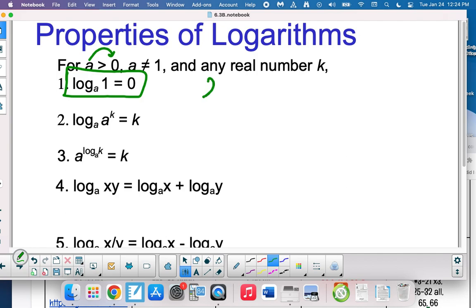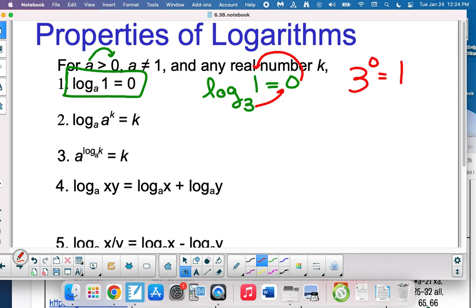Well, here's what I recommend you do on every one of these: put numbers in instead of letters. They're saying the log of 1, base any number. Give me a number. 3. I heard 3. It has to equal what number? 0. Is this true? 3 to the 0 equals 1. Yes.